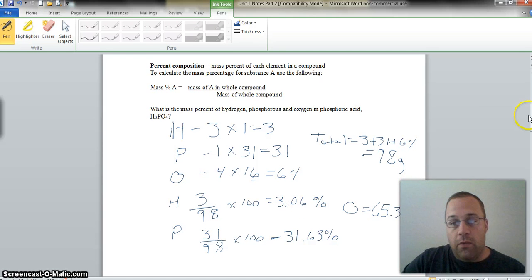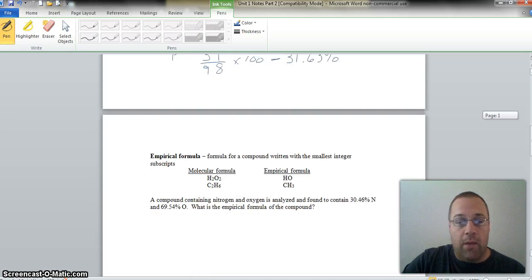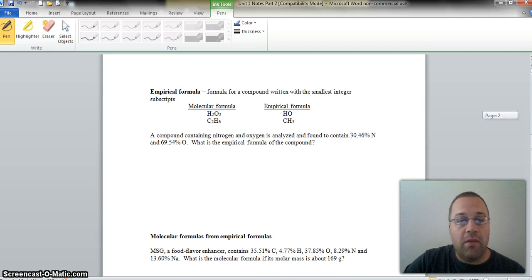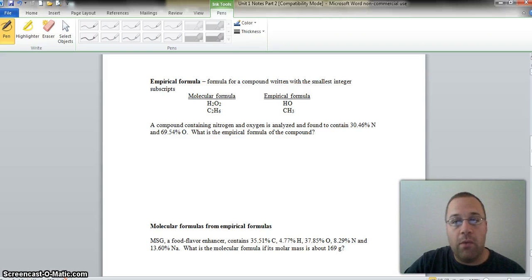We then use those to do empirical and molecular formula problems. An empirical formula is the simplest whole number ratio of elements in a compound. So you can look at the right-hand column that's there, and it has HO and CH3, lowest whole numbers. You can't reduce that down any further.